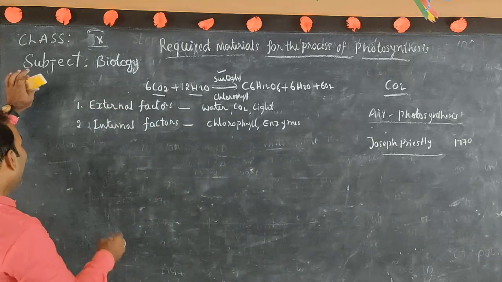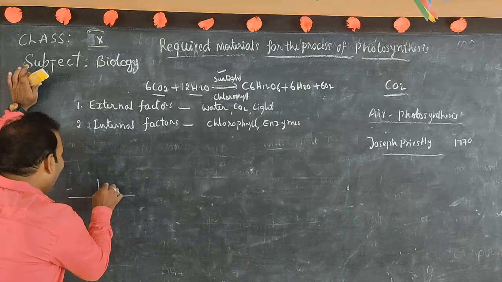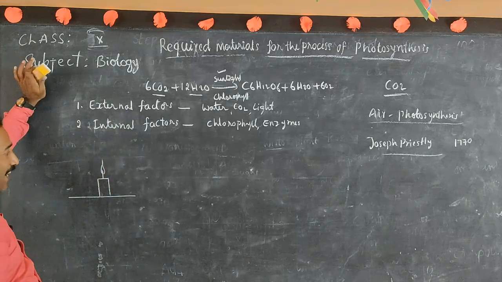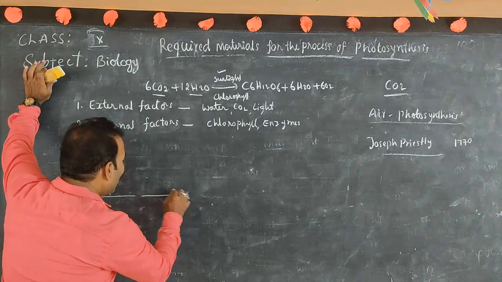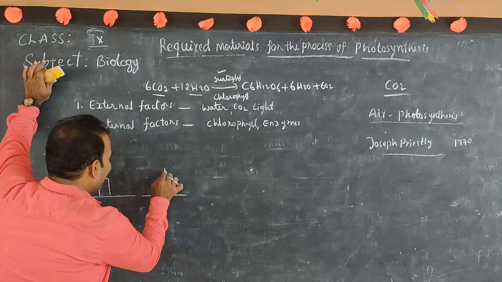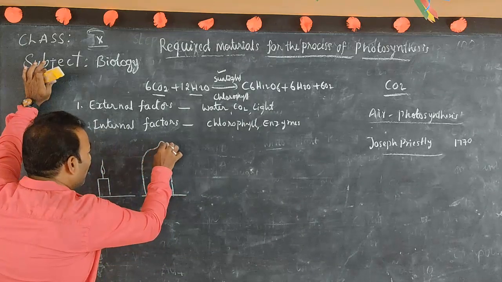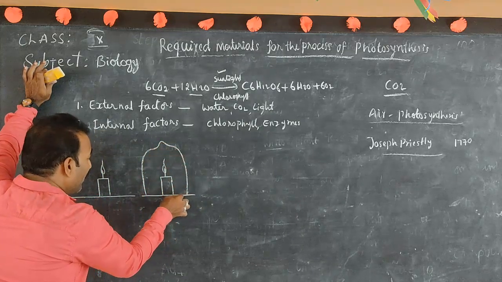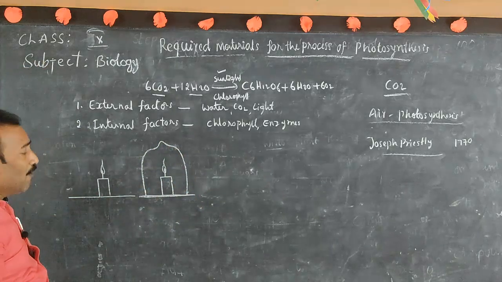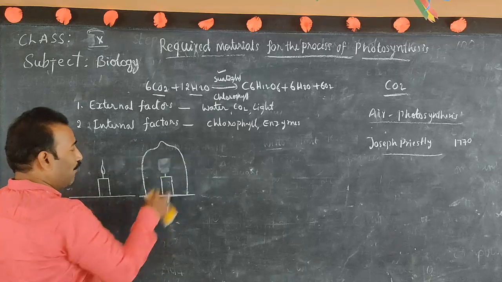Priestley first took one burning candle and placed the candle on the table. The candle is burning continuously. Later, he inverted one glass jar over the candle. Even after inverting the glass jar, the candle continued its burning for some time. But after some time, the candle was turned off.